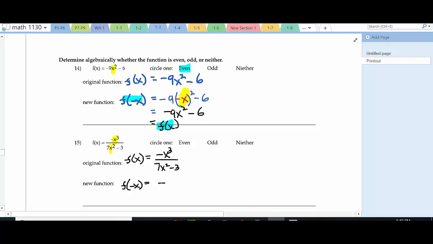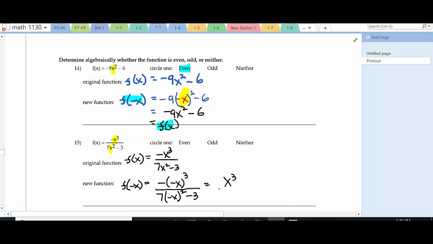So we're going to have, be careful, negative x in parentheses to the third, and then the denominator is going to be 7 times negative x squared minus 3. If it's the same, it's even. If they're opposites, it's odd. Otherwise, it's neither. Okay, let's look at the numerator. In your head, what would the numerator be? Positive, because if you take a negative number to the third, it's negative. Then negative gives you positive. So that numerator is going to become positive x to the third.